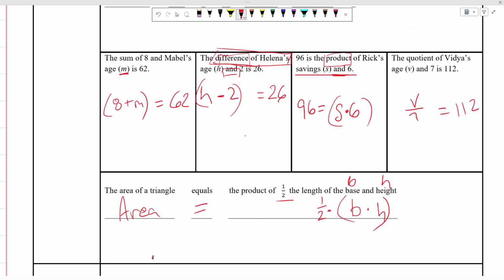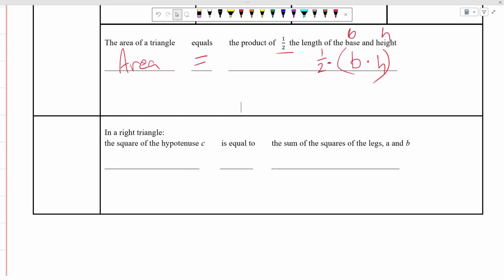If you are familiar with geometry and you've worked with triangles before, this may look a little familiar to you. You may have seen it written like this many times, 1/2 base times height. This may even sound familiar. All right, let's look at the next little bit here.